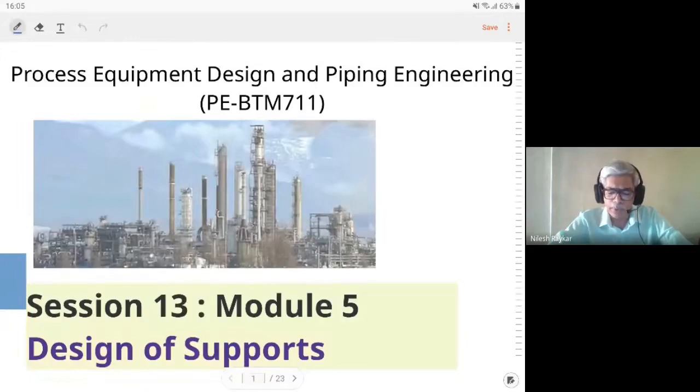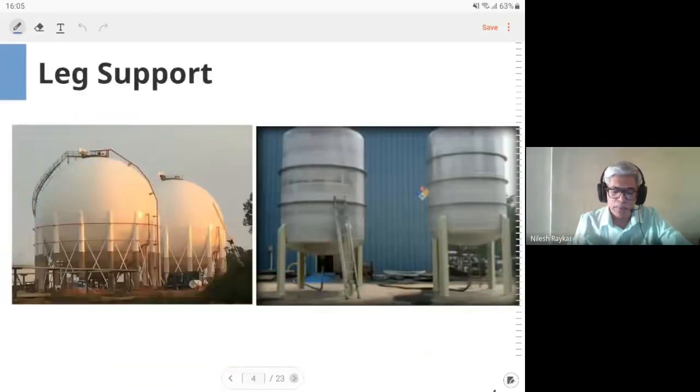Okay, so we are having vertical and horizontal equipment, and there are a variety of supports which are discussed next. So leg support is the simplest one of all and the most economical. However, it has weight carrying capacity limitations, so that needs to be accounted for.